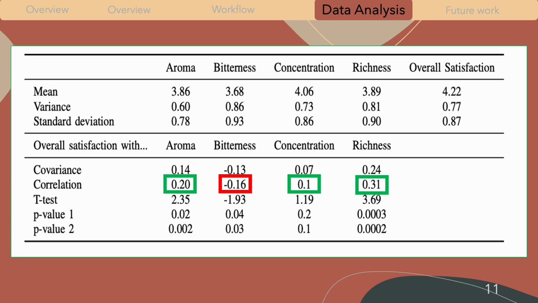And when we take a look at the p-values, we can see that aroma, bitterness, and richness are statistically significant while concentration is not. And also, aroma, bitterness, and richness have a meaningful relation with the overall evaluation of coffee consumers.